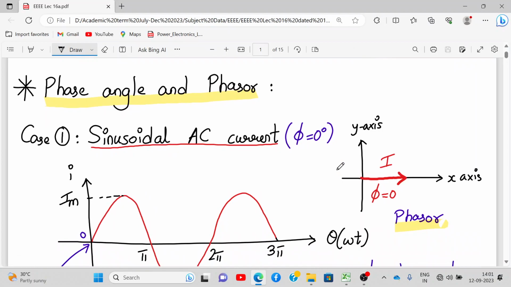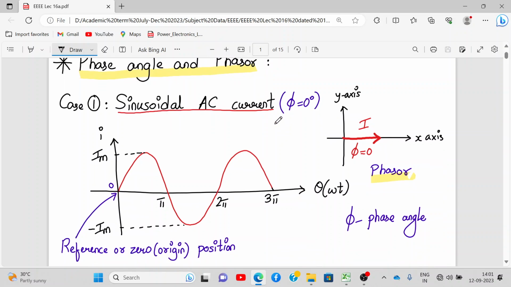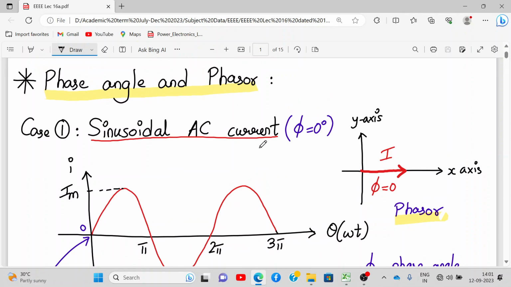So today we are going to start with a new topic. Write down the topic name as phase angle and phasor. And I want your complete attention for these topics. Phase angle and phasors.